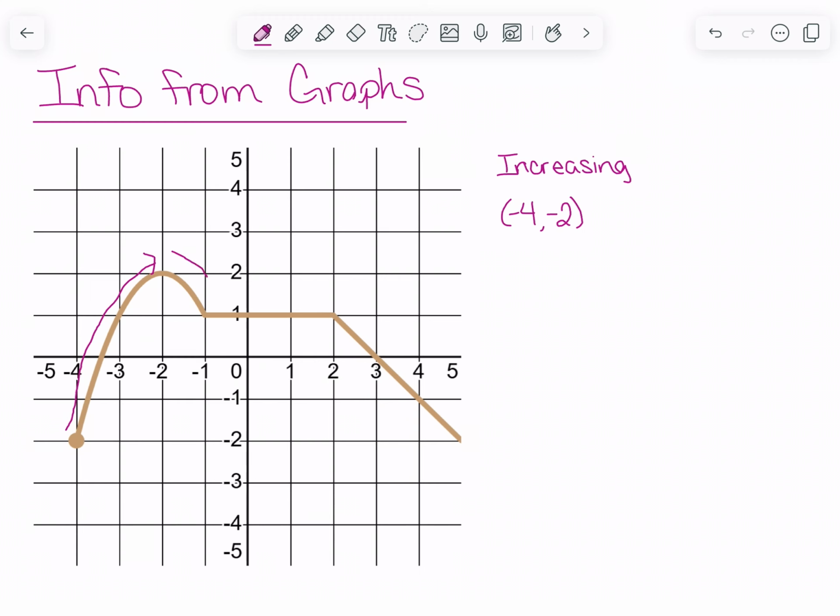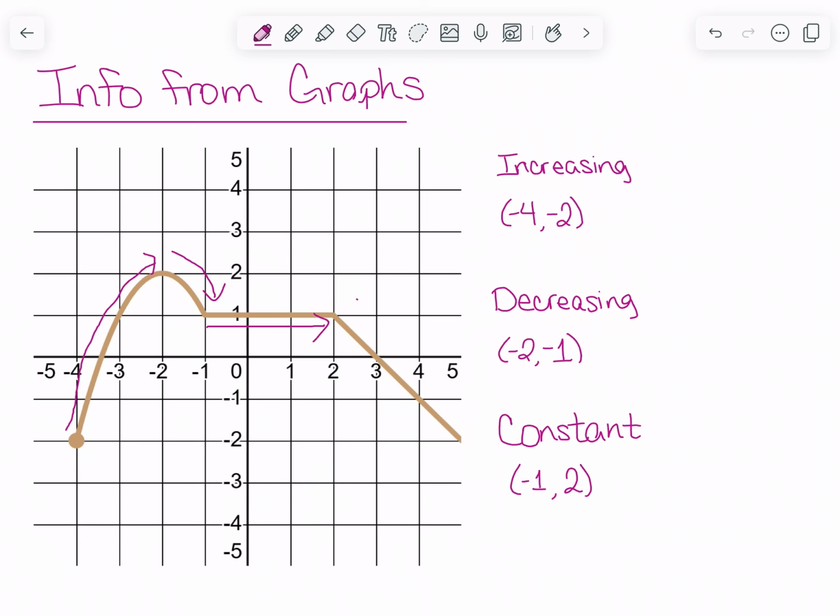After that, we can see the function starts moving down as we move from left to right, and that happens between x equal to -2 and -1. Therefore, this function is decreasing on the interval -2 to -1. After that, the function is straight, so that would be constant. So we say this function is constant on the interval from -1 to 2. And then finally after that, we can see that it's going down again as we move left to right. That tells us that this function is also decreasing over the interval 2 to infinity.